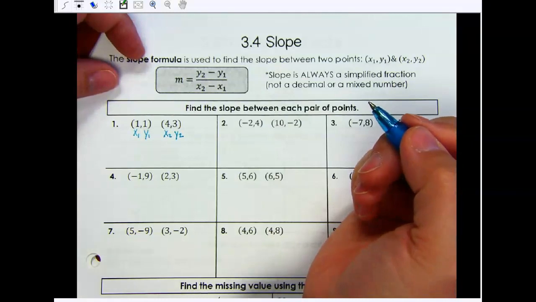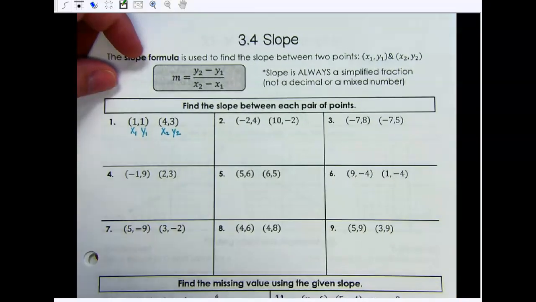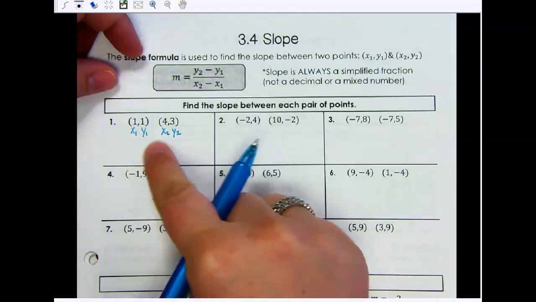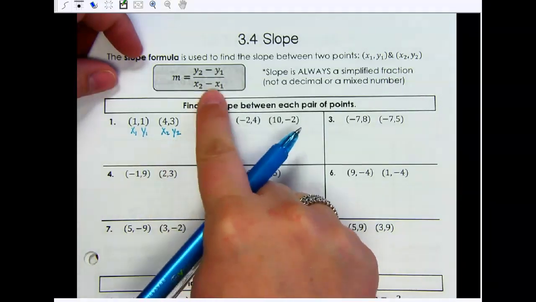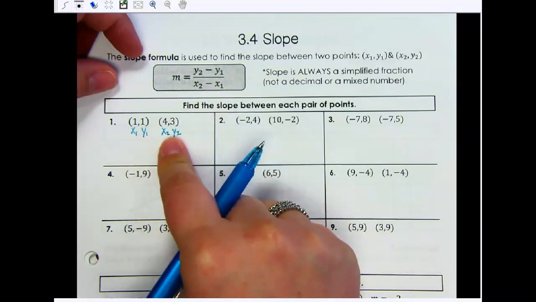If you need to label your points like that forever, no one's going to stop you or know the difference. It's more important to label them and spend that extra time doing that than to not label them and get them wrong. So if you do this, it makes it very easy to put them into the formula correctly. x1, y1, x2, y2.